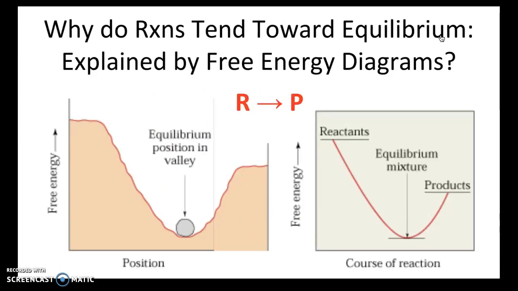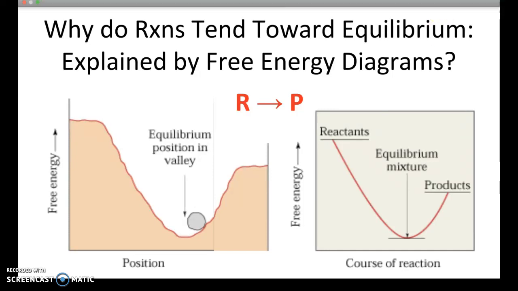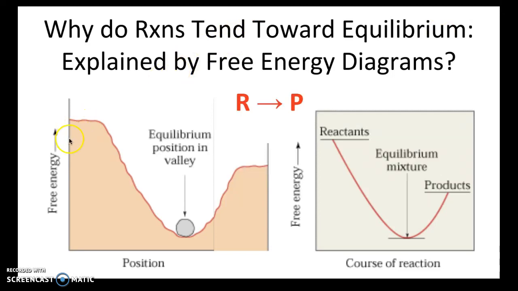So why would a reaction want to go towards equilibrium anyway? Because we keep saying this, reactions tend towards equilibrium. Why is that? The way you should envision it is the way it's envisioned in free energy diagrams, where, for this free energy diagram here, you can see that there's free energy on the y-axis. The higher up you are, the more free energy you have.